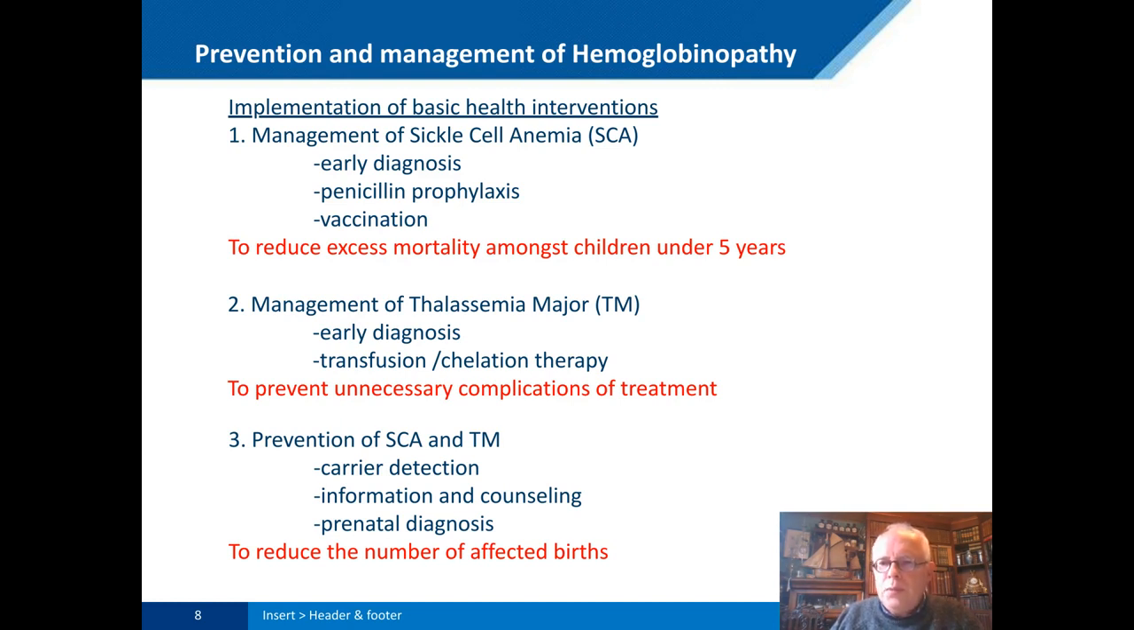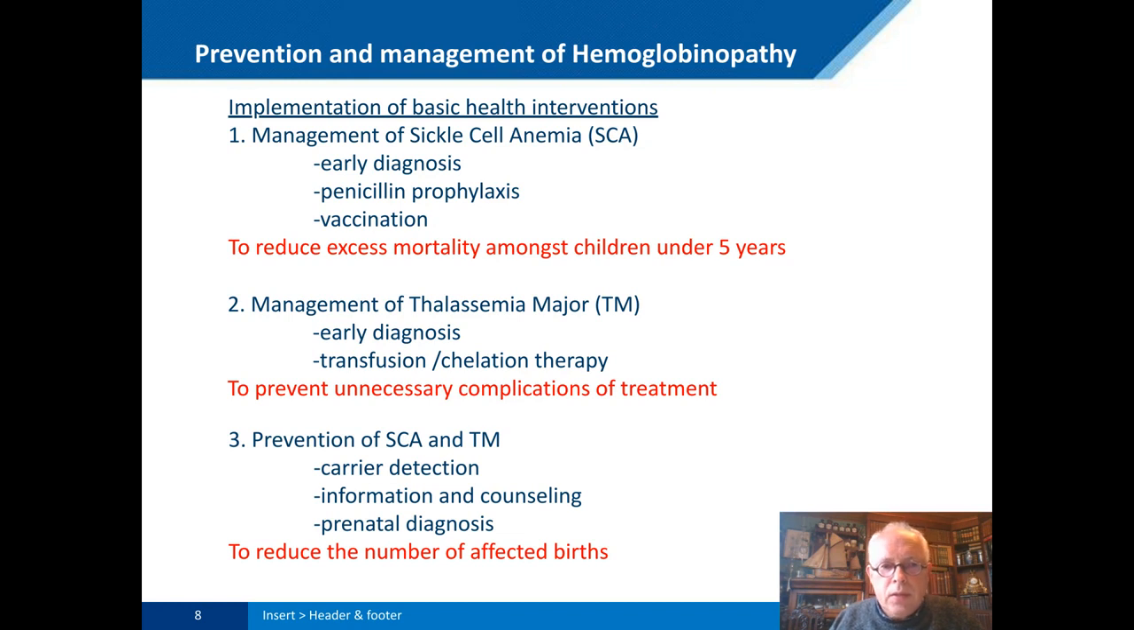The prevention and management of hemoglobinopathy consists of the implementation of basic health interventions. So management of sickle cell disease, for instance, starts with an early diagnosis, then penicillin prophylaxis and vaccination, and this all to reduce the excess mortality amongst children under 5 years.